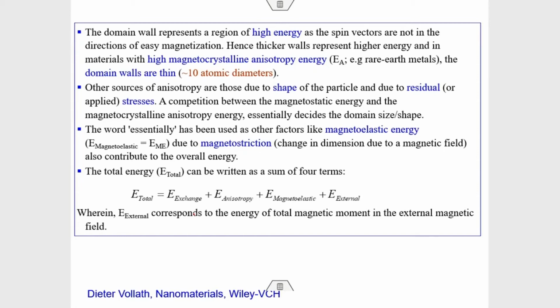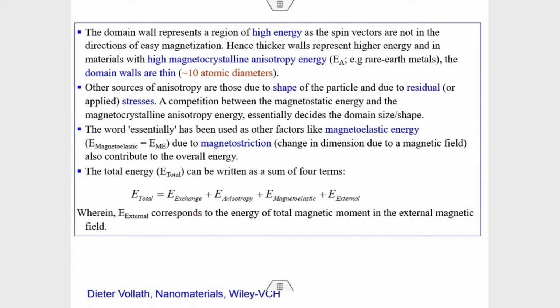As you know, domain walls have sufficient energy. So thicker domain walls mean more energy, and thinner domain walls mean lower energy, right. In order to keep the domain wall energy smaller, for rare earth materials thin domain walls are created, because otherwise, because of the high magnetocrystalline anisotropy energy, it would be very high.